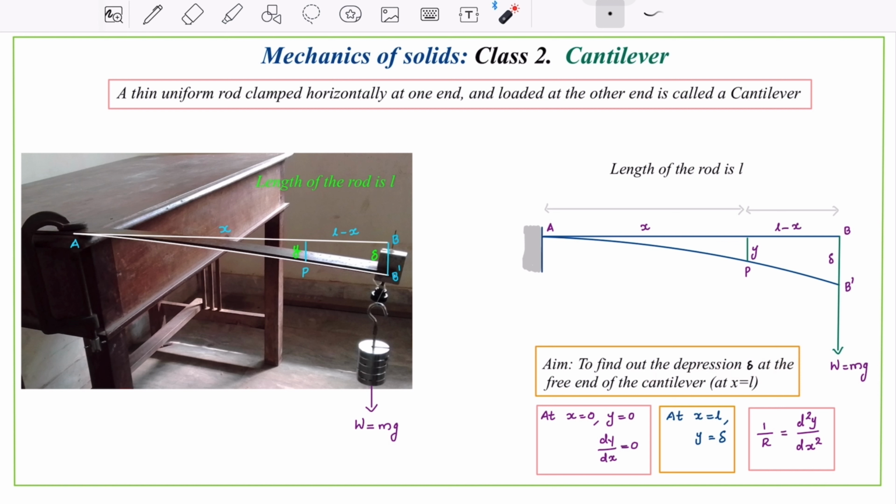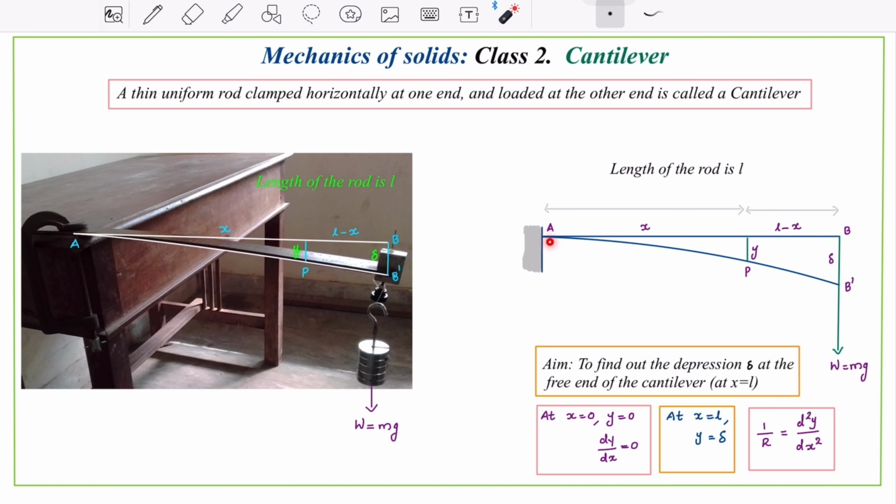So we have to find the depression delta at the free end of the cantilever, at x equal to L. To derive the expression for this delta, we have to use certain relations. First, at x equal to 0, y equal to 0. What is y? y is the depression at a distance x. Here, y is taken at a point P.